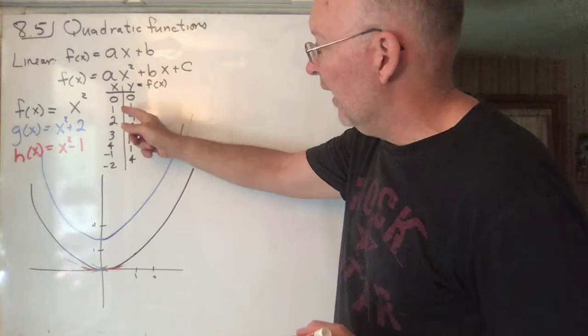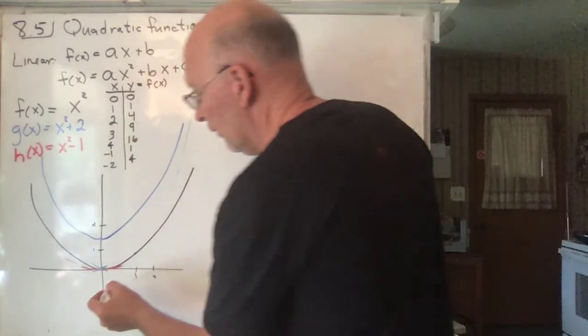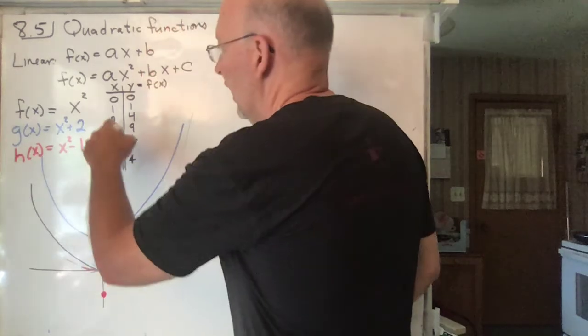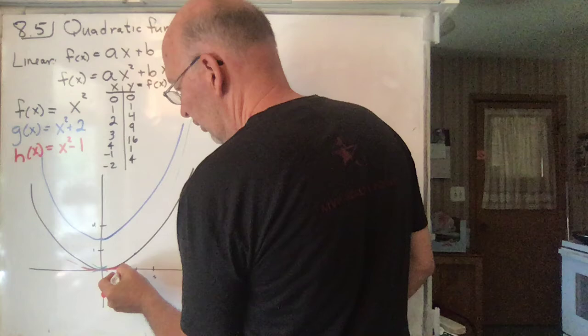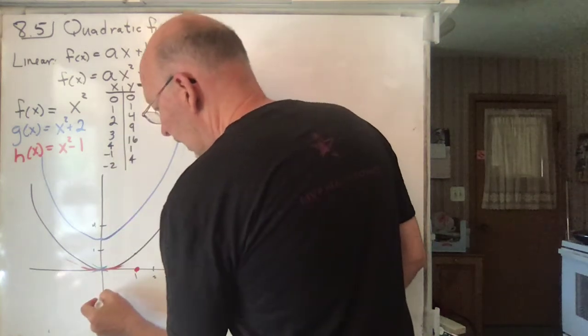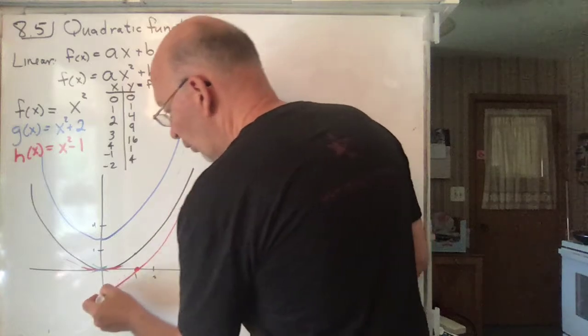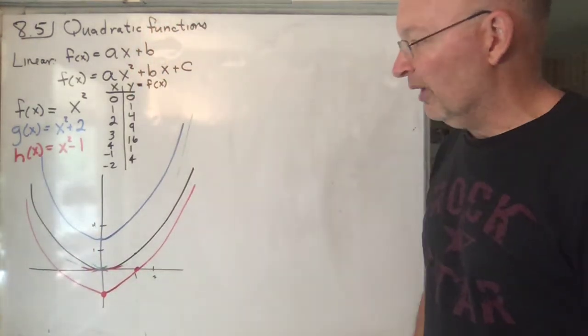Well, now every value that comes out, instead of 0 coming out, it's going to be -1. And when you put in 1, instead of 1 coming out, it's going to be 1 minus 1, which is 0. And instead of 9 coming out, it's going to be 8, and so on. So that's going to be the same shape, but translated down 1 unit.